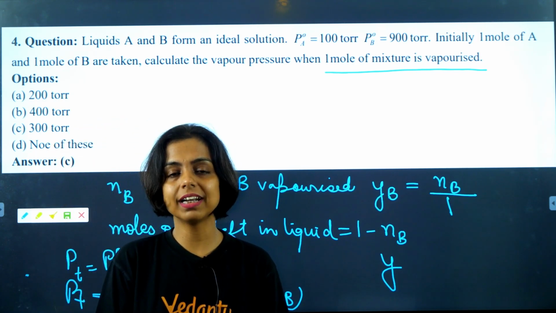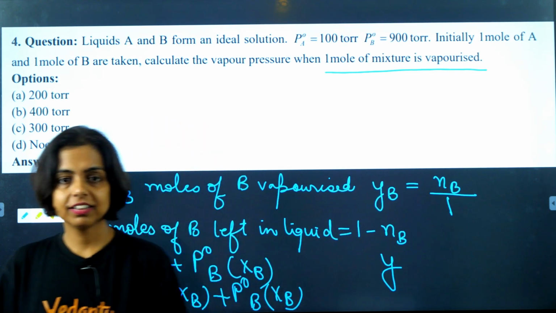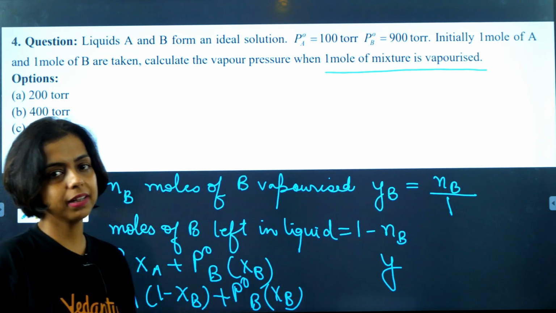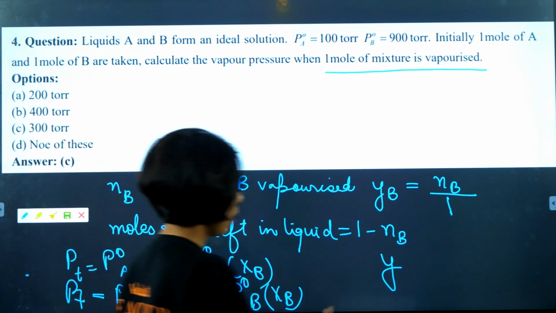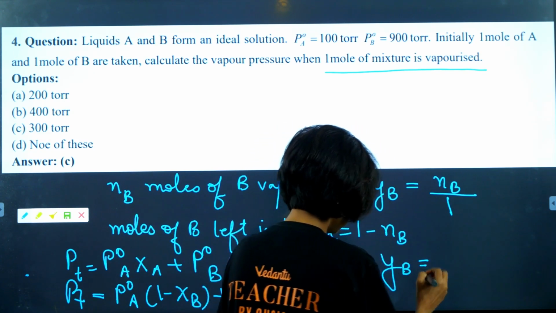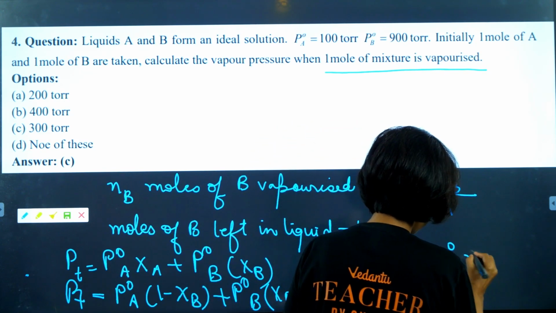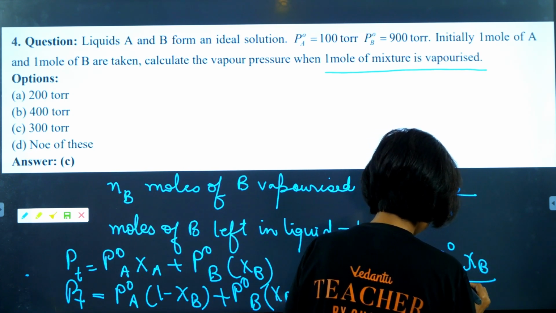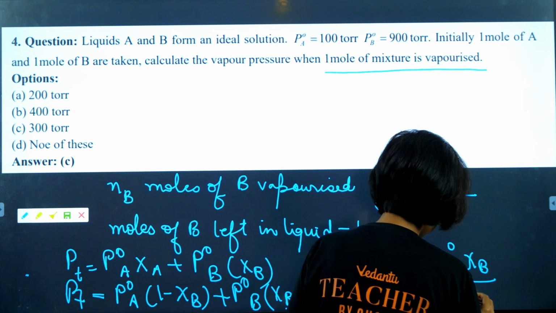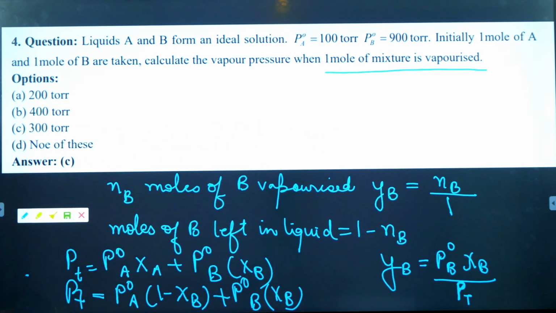Another equation by which I can get the expression of XB is using the expression containing YA, YB. What is YA, YB? The mole fraction of A and B in the vapor phase, right? So what can I write, guys? YB is equal to P naught B XB over P total, right? Yes.